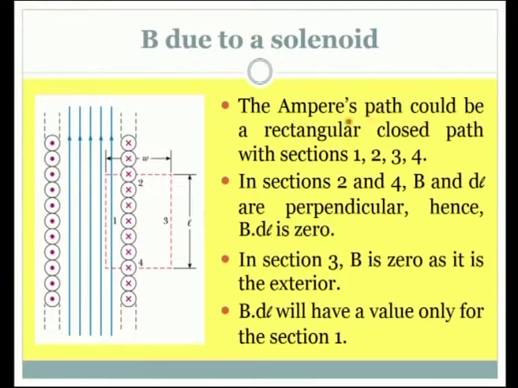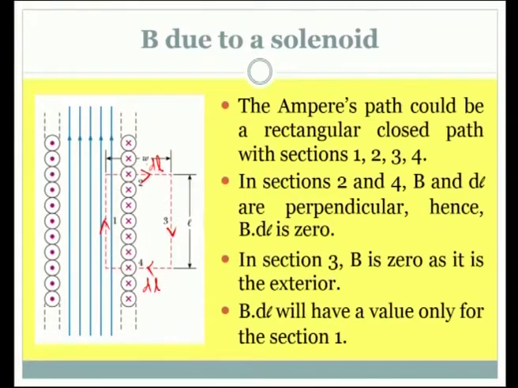The Ampere's path could be a rectangular closed path with sections 1, 2, 3 and 4. In sections 2 and 4, the magnetic field B produced by this is shown here upwards, the blue line. The B and dl are along this. I would like to mark that this is the direction of dl here in this portion. For 4 also, this is the direction of dl. The current loop has got these directions.